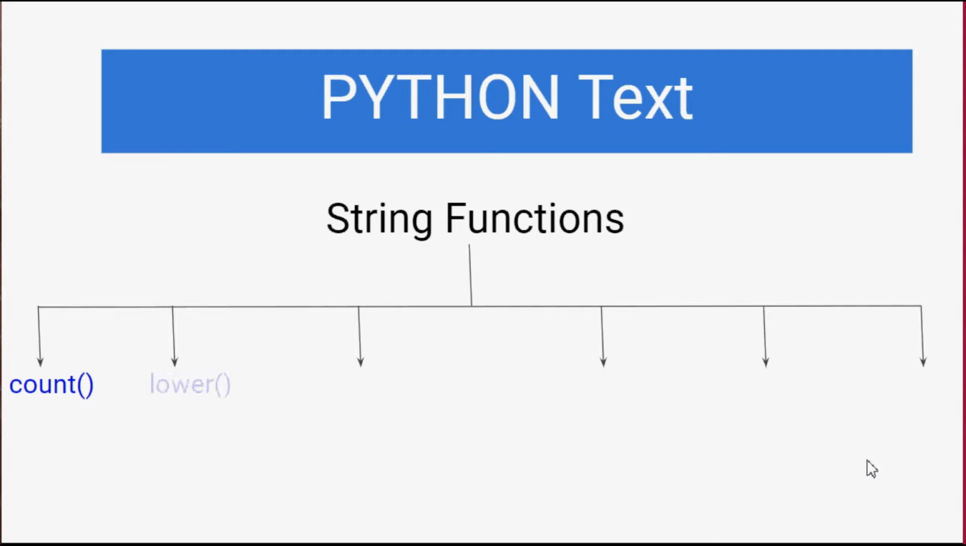Then there is lower. If I want each and every character of my given text to be in lower case, I am simply going to use the lower function. Then there is the upper function, that will do the reverse of lower. Then there is the title function. What the title function will do is make the very first letter of your word a capital letter and all the rest of the letters small. Then we have strip. What the strip function is going to do for us is truncate something. If you want to eliminate something, then you can use the strip function.